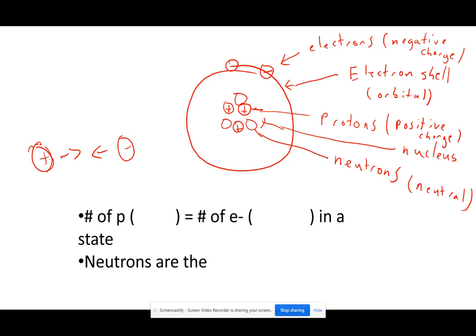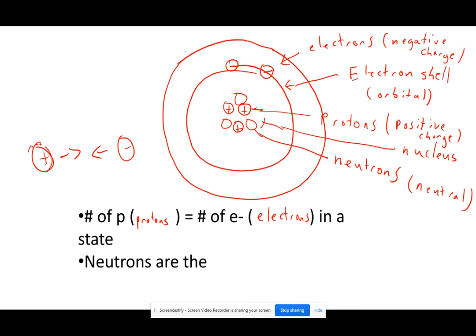Now, when it comes to the number of protons, the number of protons is going to be equal to the number of electrons in a neutral state. So if I have 3 protons, I'm going to have 3 electrons. And actually, I'm going to draw on another ring because you'll learn later that I can't have 3 electrons on the first ring. So if I have 3 protons, I have 3 electrons if my atom is in a neutral state, meaning the atom itself doesn't have a charge.